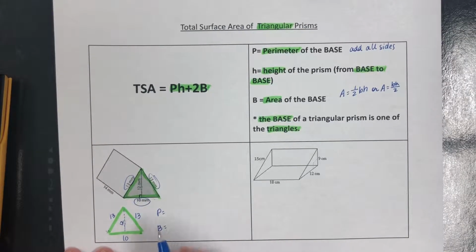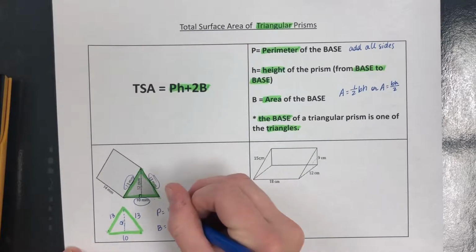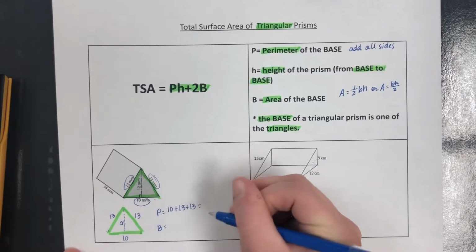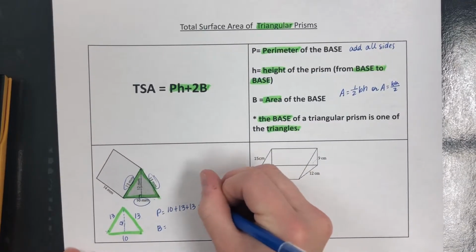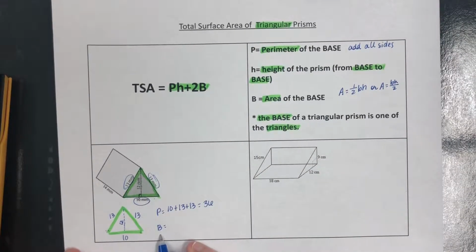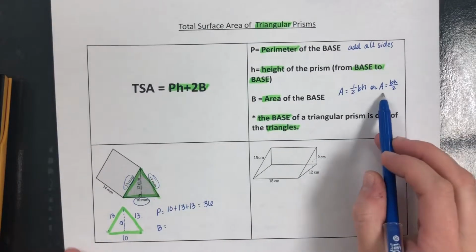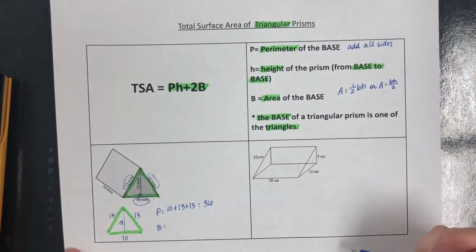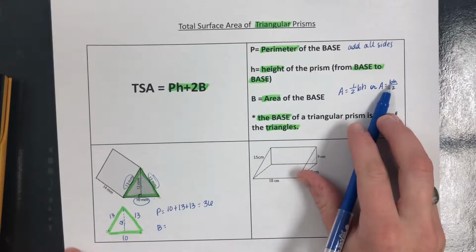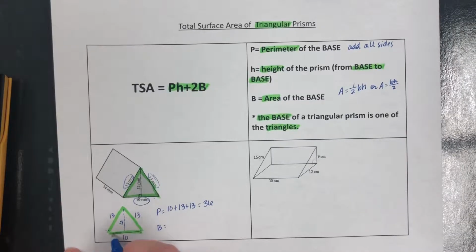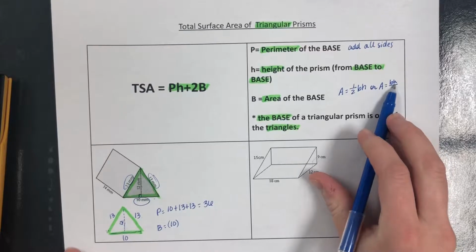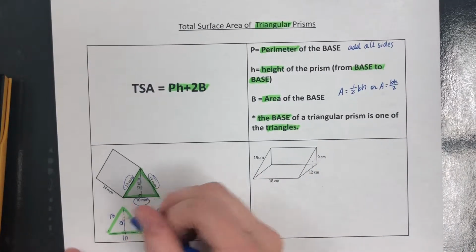Okay, so P just means add up all the sides. So there's 3 sides to a triangle, so we're gonna add 10 plus 13 plus 13. Okay, and we would get 36. B, the area of the base. Okay, remember we have to use our formula that's listed here. Okay, and it tells us to take the base, little b, so the base of the triangle, which is this bottom part here. So 10 times the height, so the height of the triangle, so in this case 12.